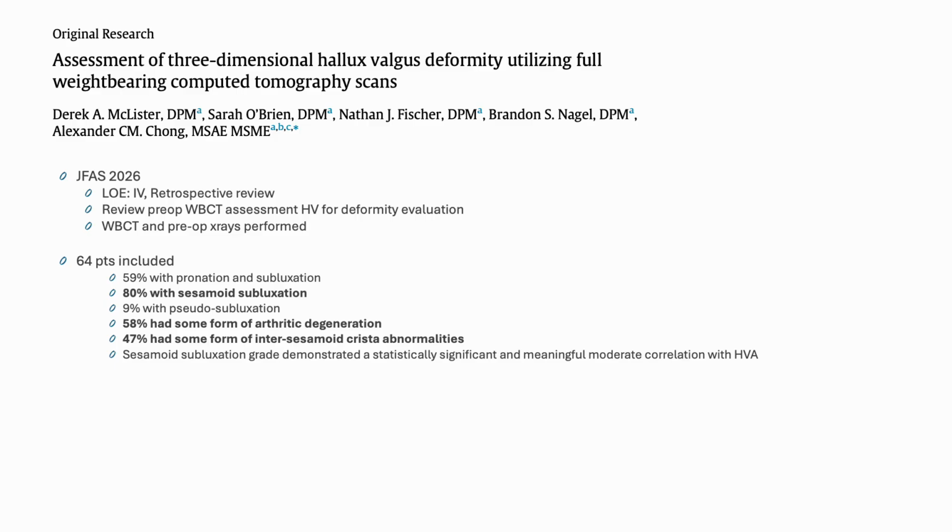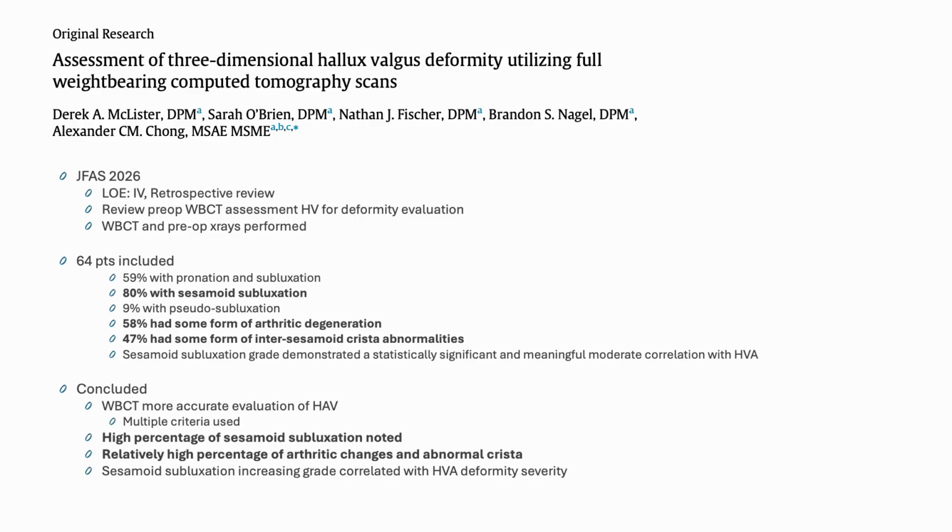With sesamoid subluxation, we found that they had more meaningful or bigger deformities. So if you had more subluxation, they had a larger bunion. We concluded that weight-bearing CT scan is more accurate in evaluating than regular X-rays. A high percentage of patients had subluxation noted, so a lot of sesamoid subluxation, and then a relatively high percentage had arthritic changes or abnormal crista, and I'll show you an example of a case here in just a little bit.